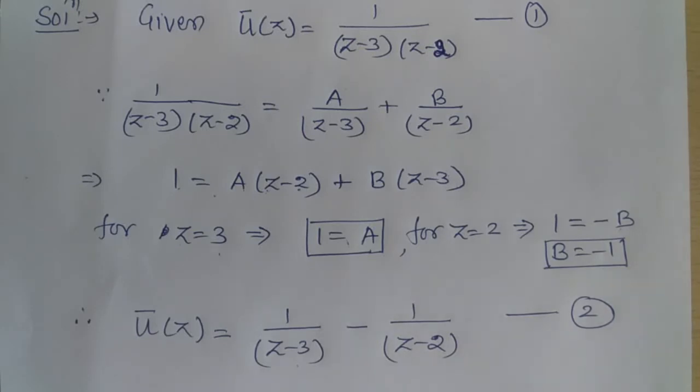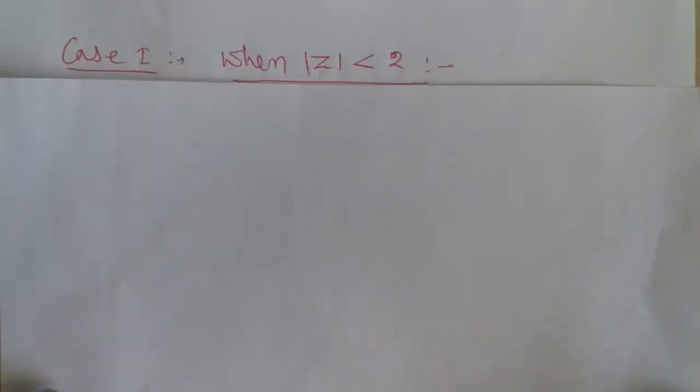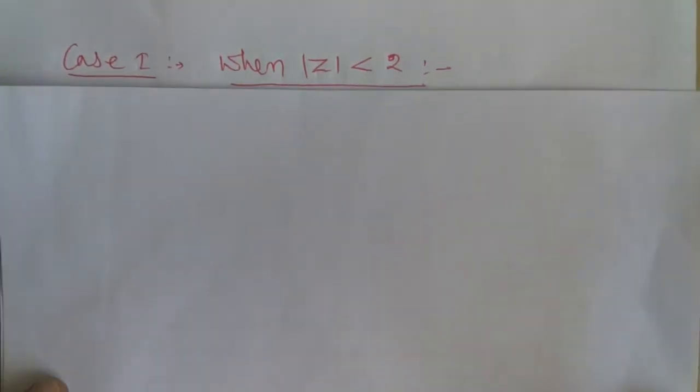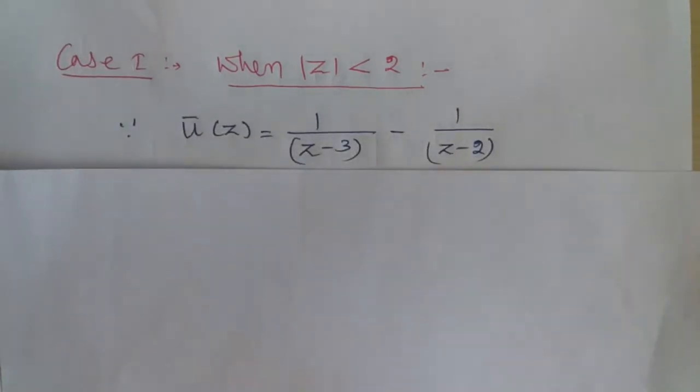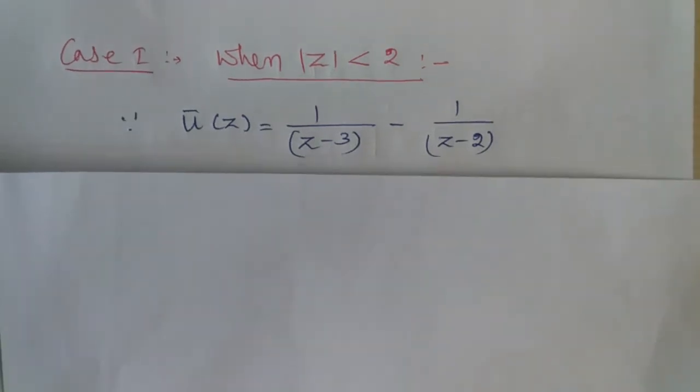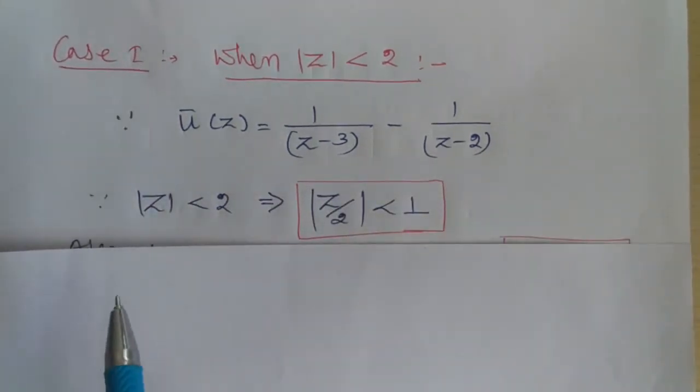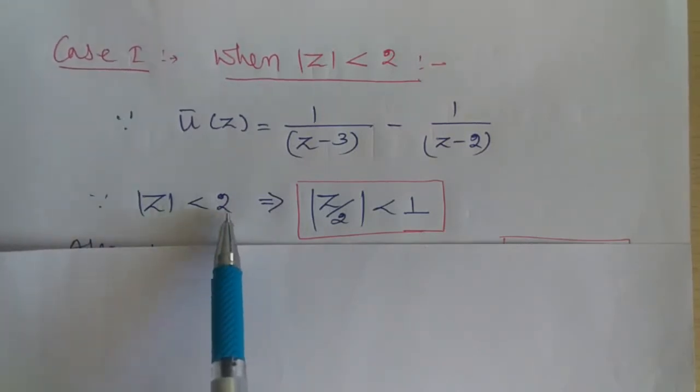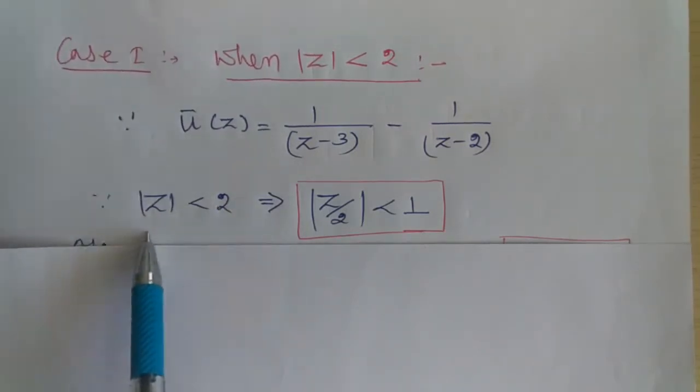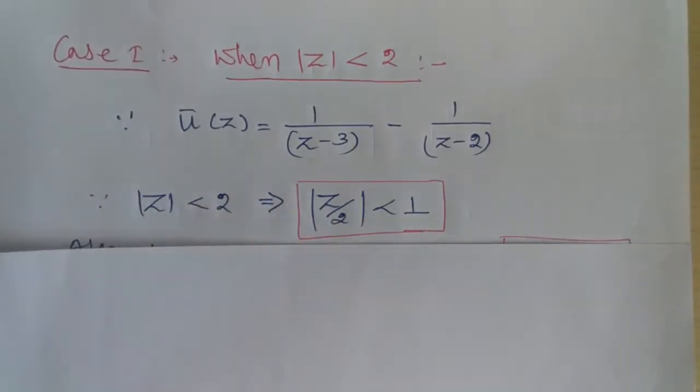Now we find the inverse z transform of U bar z for different regions of convergence. So case first is when mod z is less than 2. This is the first region of convergence we are given. Now U bar z is 1 upon z minus 3 minus 1 upon z minus 2. And since the region of convergence is mod z is less than 2, we get mod z by 2 is less than 1.